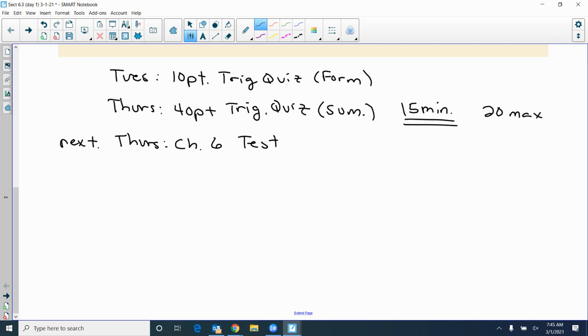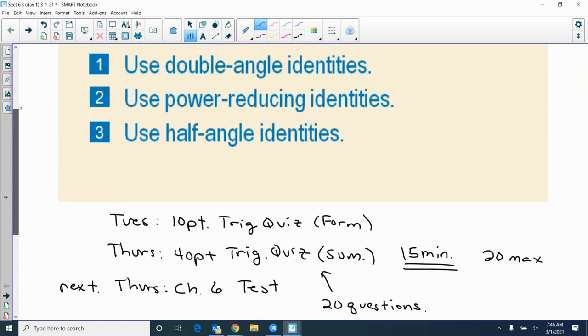But that'll be 40 points. And then, like I said, there'll be 20 questions on that one, 2 points each. The other one's 10. And the next Thursday, chapter 6 test. So that's kind of the agenda moving forward.